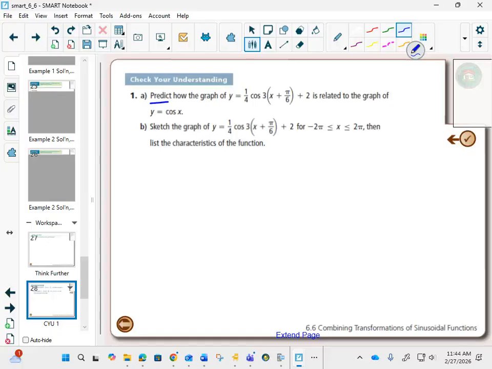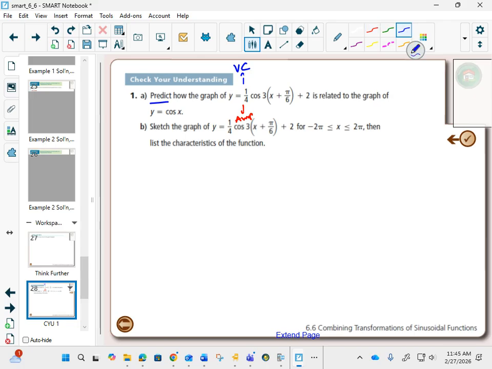What does this 1/4 do? In transformations, you could say that this 1/4 is a vertical compression. In this unit, we also talked about being the amplitude. So when you went to describe it, you could say the amplitude is 1/4. You could also describe it as a vertical compression. The y is going to get multiplied by a factor of 1/4.